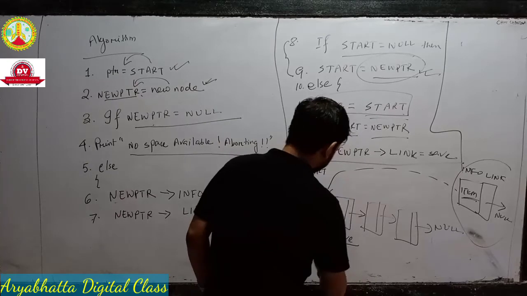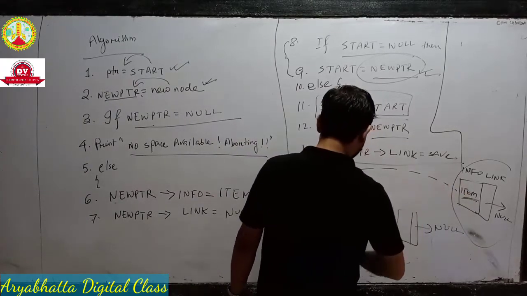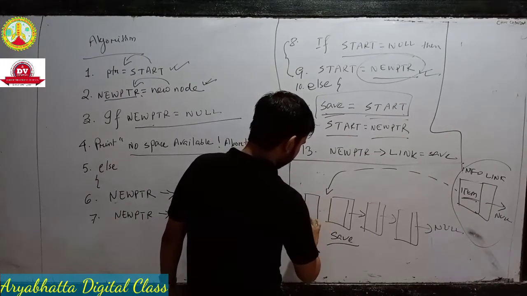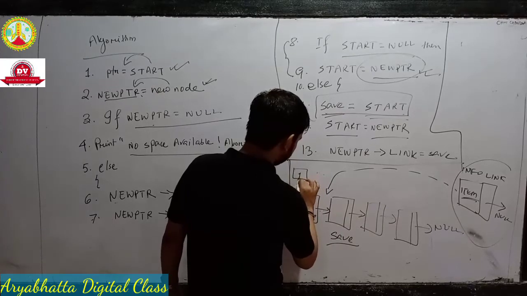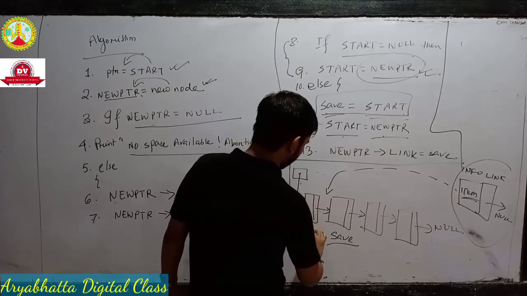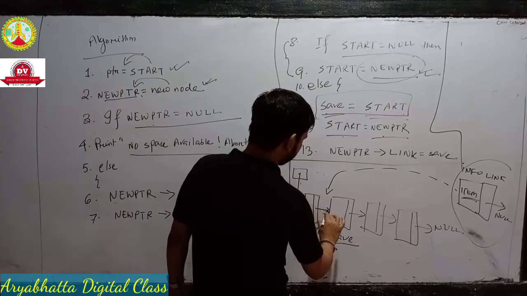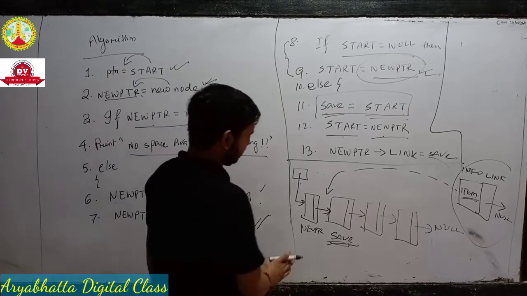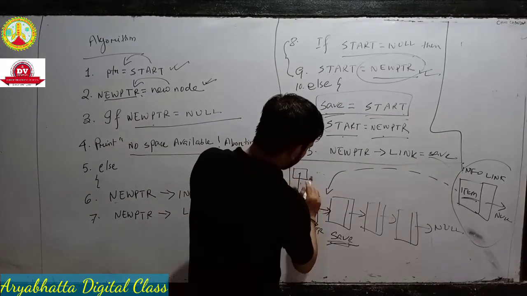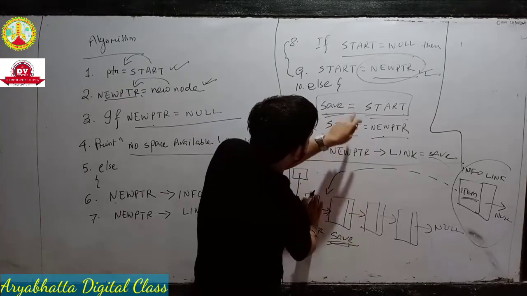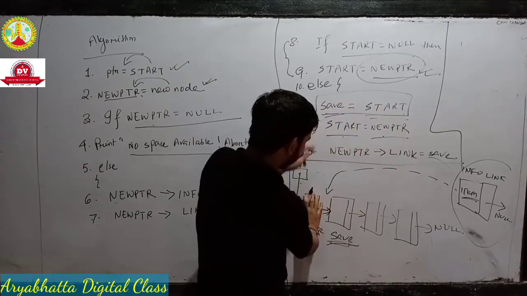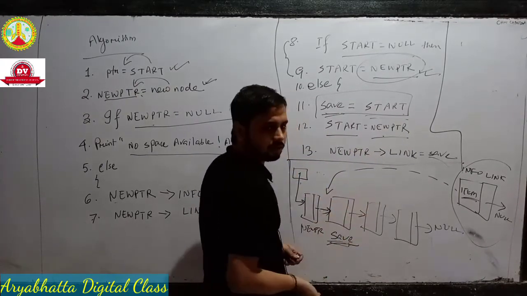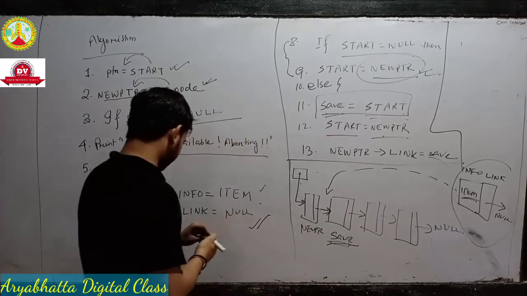Just remember, when we insert a new node in the beginning, your start will point to where the new node comes. Start will go to the new PTR, and the new PTR link will go to save. Until the node is inserted, start goes to save. After the new node is inserted, start is new PTR, and new PTR link goes to the save part. Okay? Again I am saying.